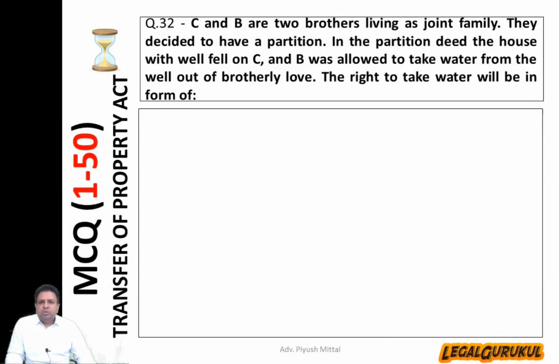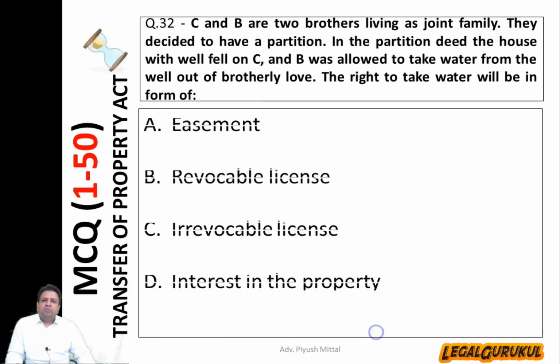Question number 32. C and B are two brothers living as joint family. They decided to have a partition. In the partition deed, the house with well fell on C and B was allowed to take water from well out of brotherly love. The right to take water will be in the form of A, easement, B, revocable license, C, irrevocable license, D, interest in the property. And the correct answer is C, irrevocable license.